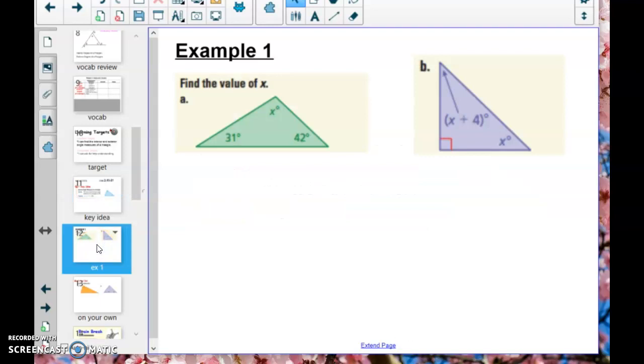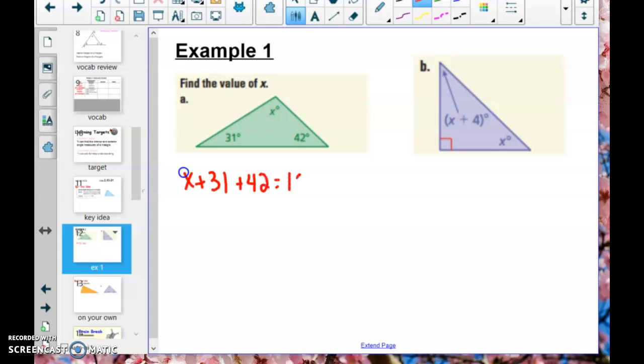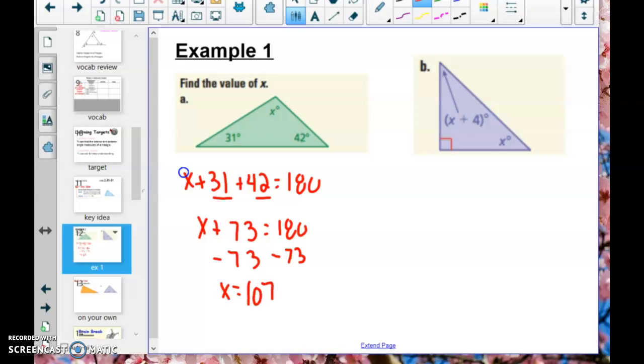So looking at example 1, we need to find the value of x. Well, I know when I add those 3 angles together, it has to equal 180 degrees. So I could very easily write x plus 31 plus 42 equals 180. I want to combine those 2 angles together, so 31 plus 42 is of course 73. And then to solve for that missing angle, I would subtract 73 on both sides. So that means my missing angle on this triangle has to be equal to 107 degrees.